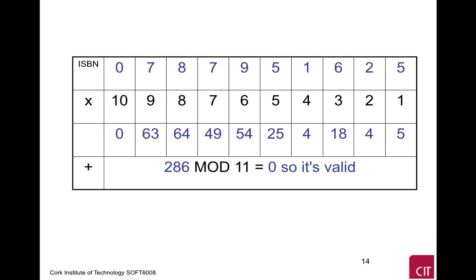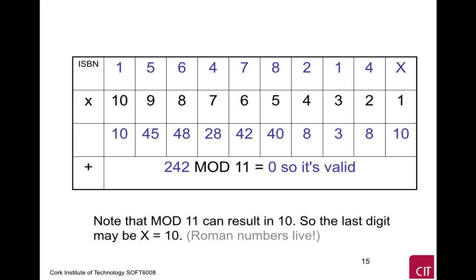So as it turns out, ISBN numbers can end with an X. And that X represents 10, because that's 10 in Roman numerals. So the last digit of an ISBN number can be a digit or an X. And if it's an X, it has a value of 10. So you see that that X there multiplied by 1 is 10.